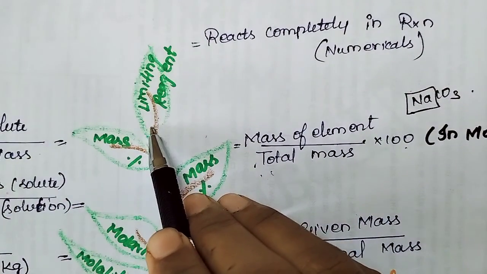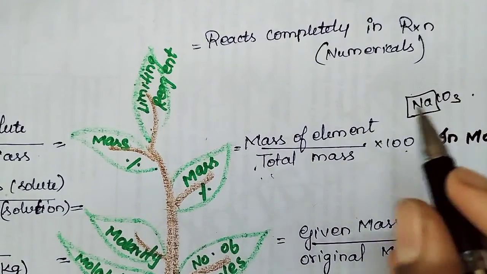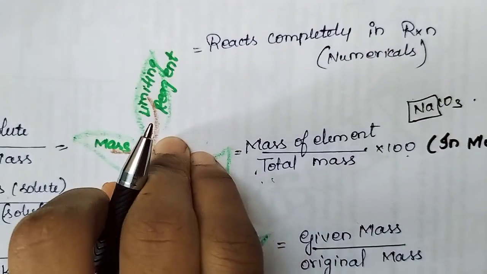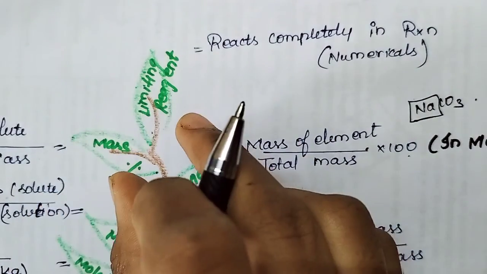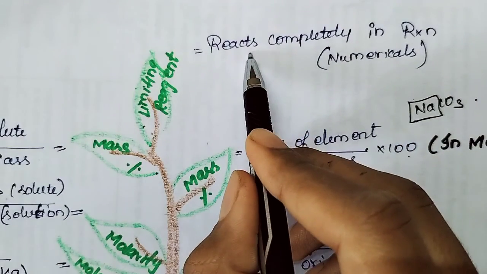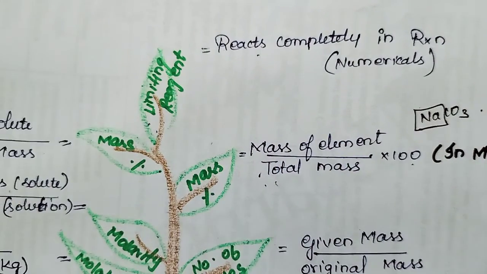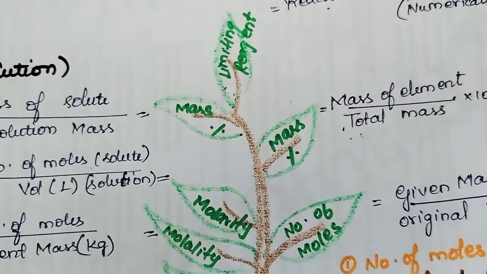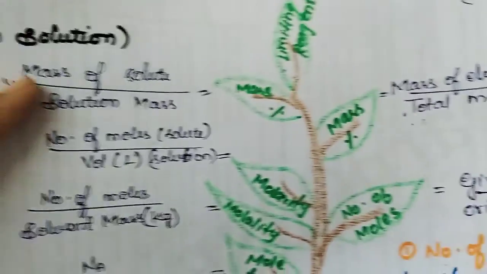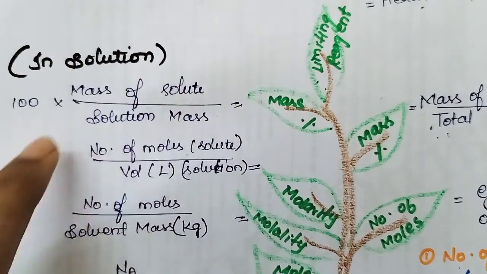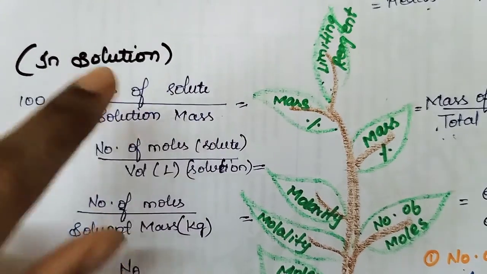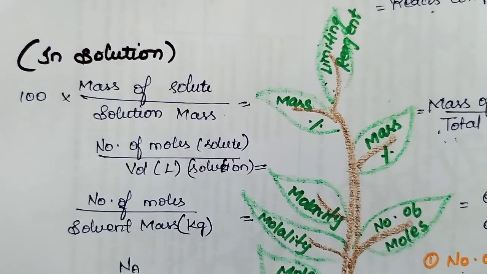Next is the limiting reagent. Now if a reaction takes place, one component is more and the other component is less, then the less component will determine the reaction. That is what limiting reagent is. It reacts completely in the reaction. Okay, we will see numericals for this. Next is mass percentage in solution. Here we have seen in a molecule, but this leaf says in solution. So 100 into mass of solute by solution mass. In solution, if you want to find it, this formula will be used.